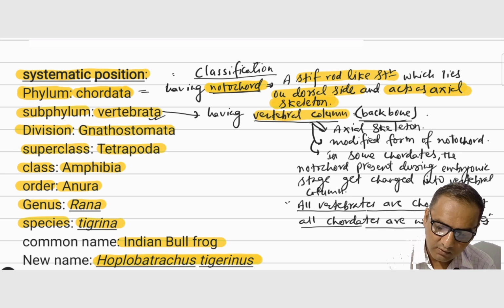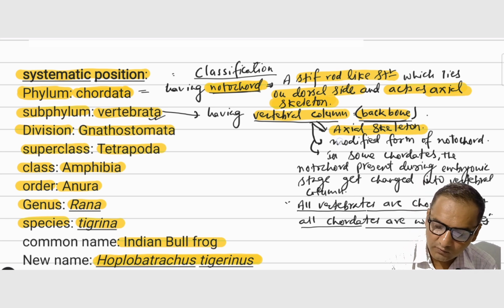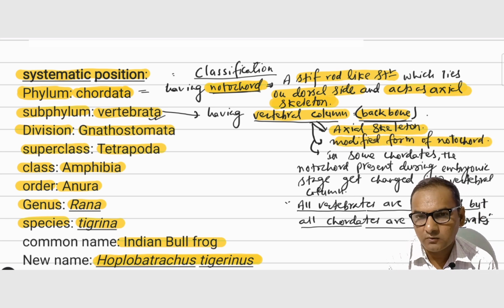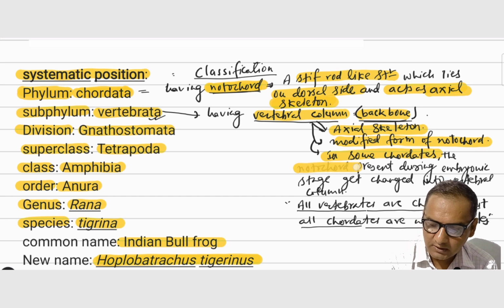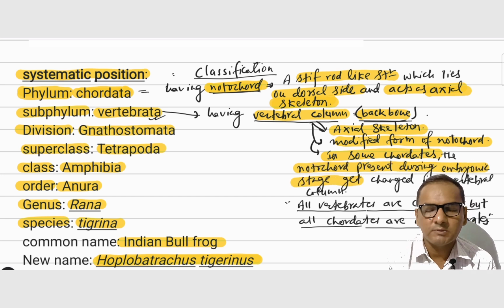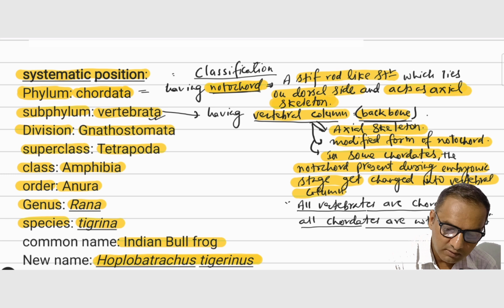Animals which have a vertebral column or the backbone belong to the subphylum Vertebrata, and this vertebral column is an axial skeleton. That means it is present in the axis and provides support to the body, and it is a modified form of the notochord. Notochord is modified to form the vertebral column. In case of some chordates, not in all chordates, the notochord which was present during the embryonic stage gets changed into the vertebral column in the adult.